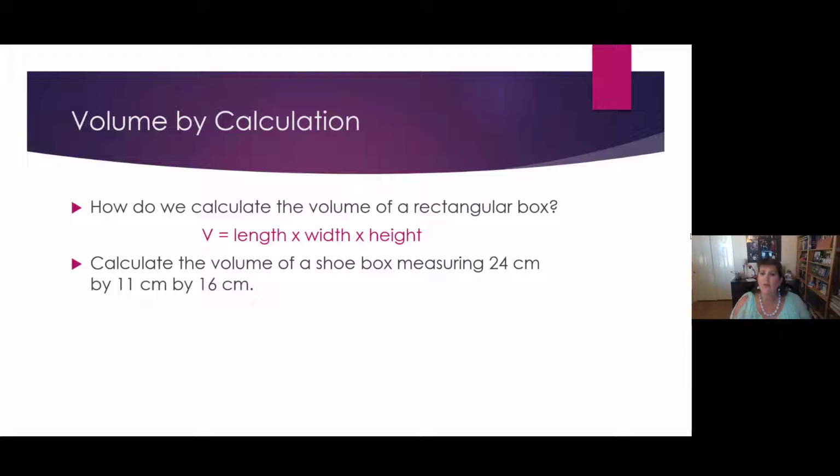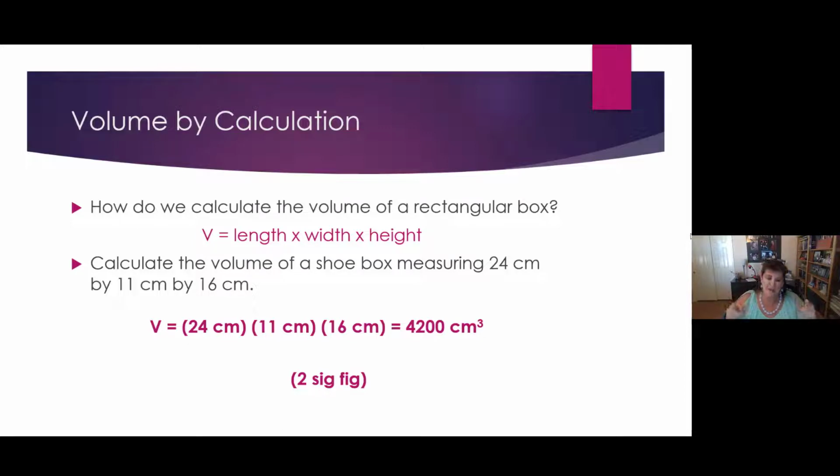Look at what we're given. 24, 11, 16. How many sig figs are in those? 2. So the answer needs 2 sig figs. So you got to round it to 4,200 with placeholder zeros. So you can only have 2 sig figs. 4,200 centimeters cubed, or milliliters would be fine, or cc's would be fine. Caught you on that one. I know I caught you on the sig figs for that one. Yeah, tricky, tricky. All right, so remember your sig figs when we're multiplying and dividing.